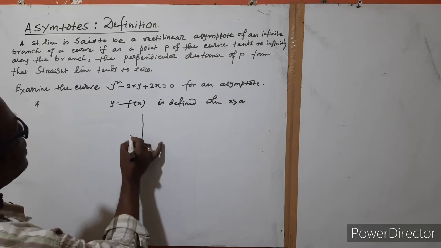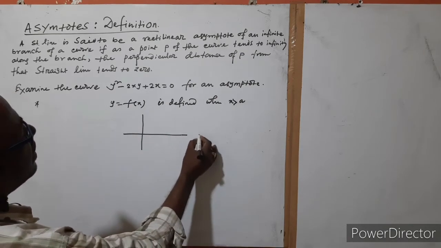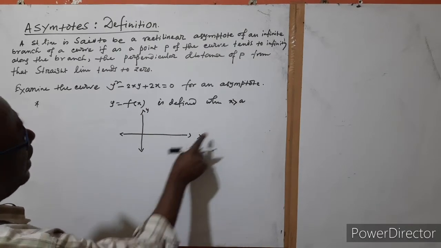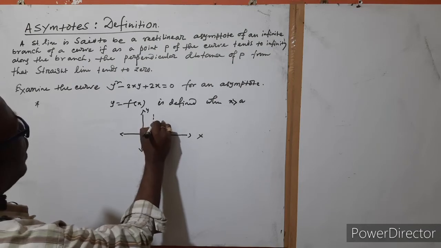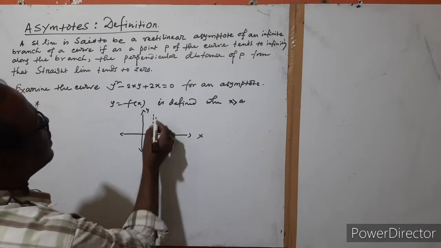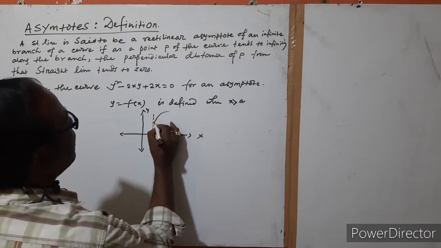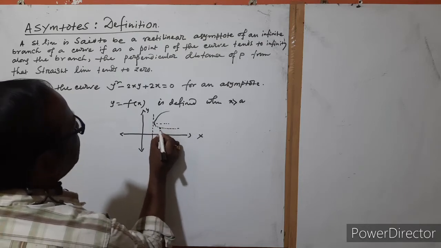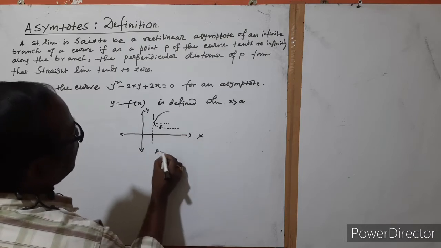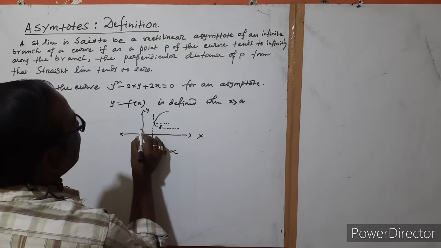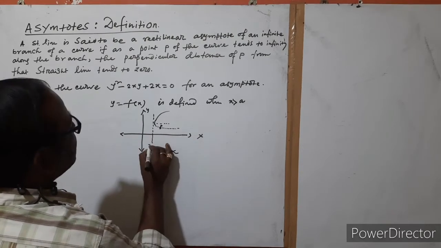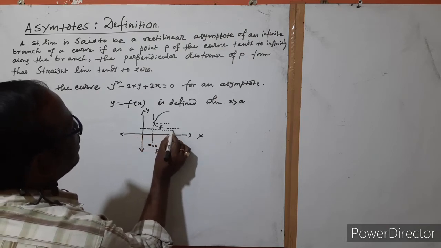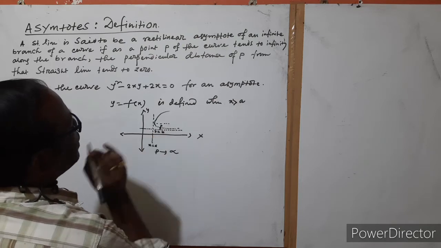Now see the drawing. This is the x axis and this is the y axis, okay. And under that, x equal to a is a line, let us assume this is defined for x greater than a. So the curve y equal to f of x is like that, and let us assume here is a point P and P goes to infinity. This line is x equal to a, and let us assume this other line is y equal to b, okay.